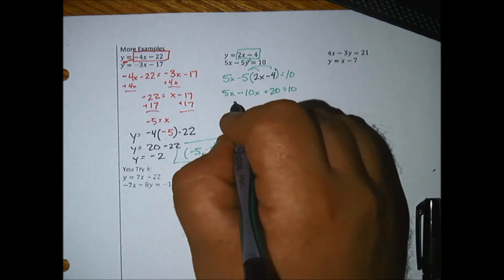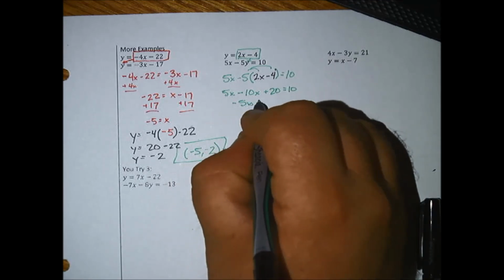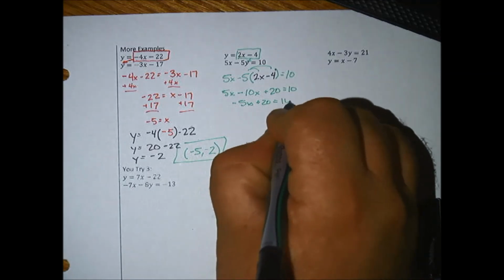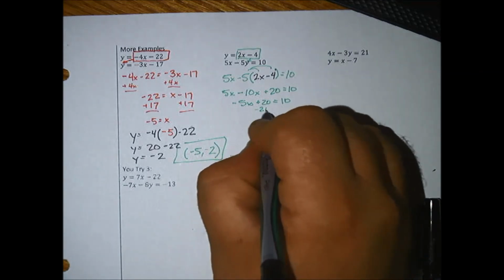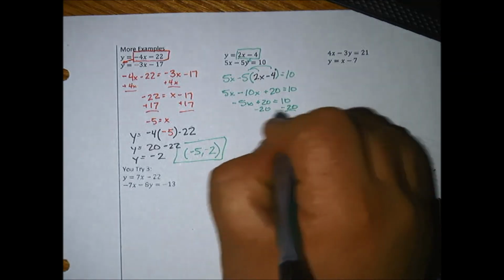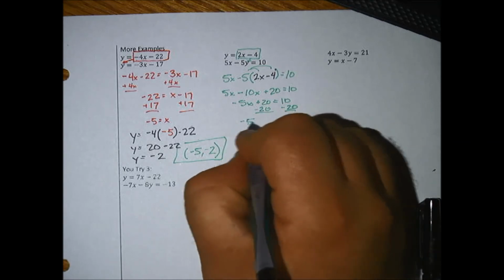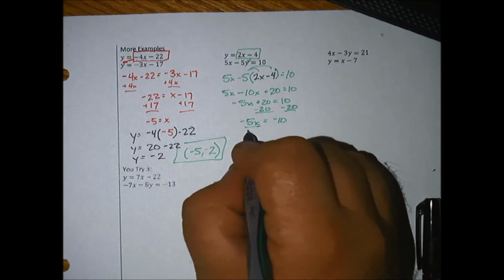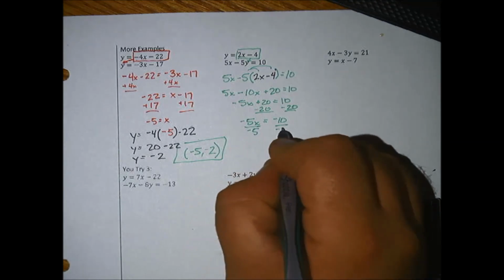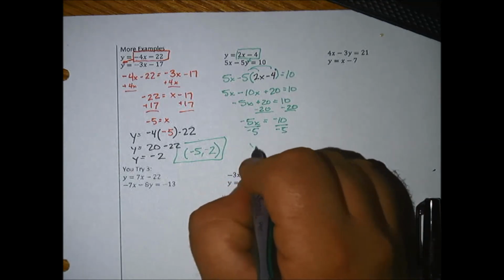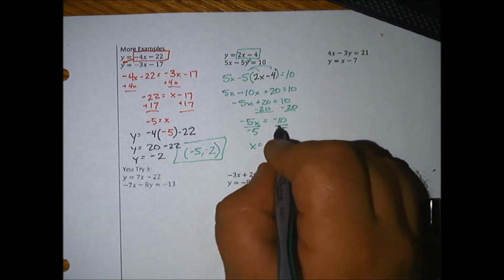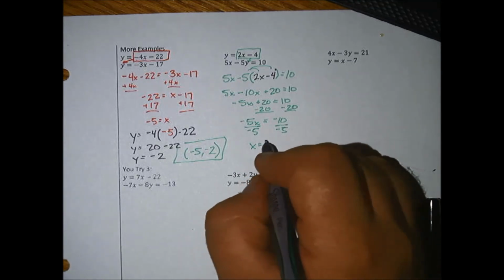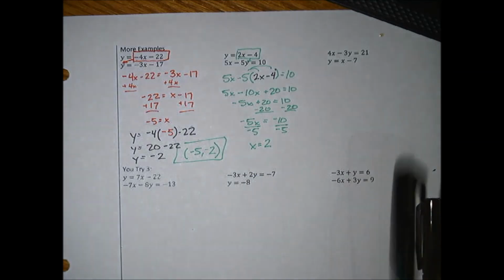So combine like terms here. Negative 5x plus 20 equals 10. I'll subtract my 20s. And negative 5x equals negative 10. Divide by negative 5. This is all solving equation stuff. We should be fairly good at this stuff by now. So x equals positive 2.